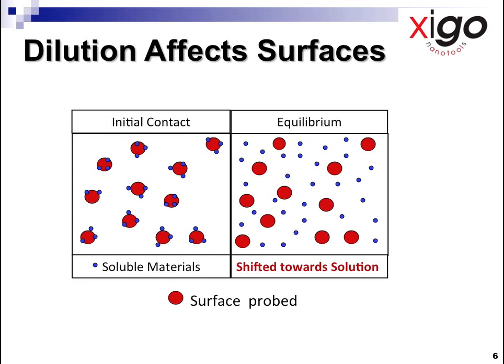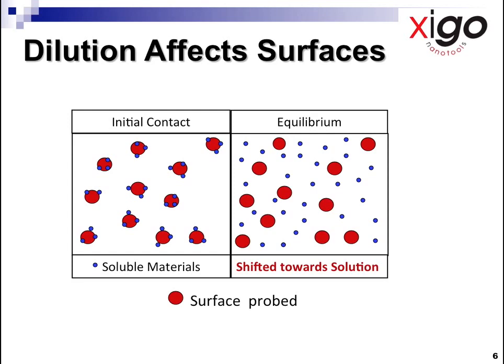But once it comes to equilibrium, now you have a different situation, because anything that can dissolve can keep dissolving because you've got a large volume of liquid and fewer particles. So now what happens is the equilibrium begins to be shifted towards solution, and in an extreme example, you get a surface which has none of this material on. The surface is different from what it was in the concentrates.